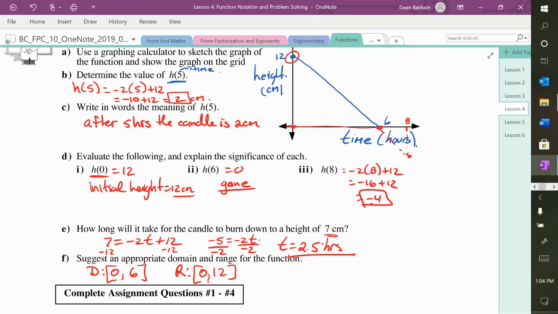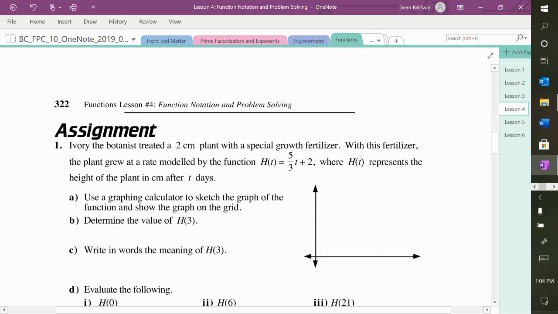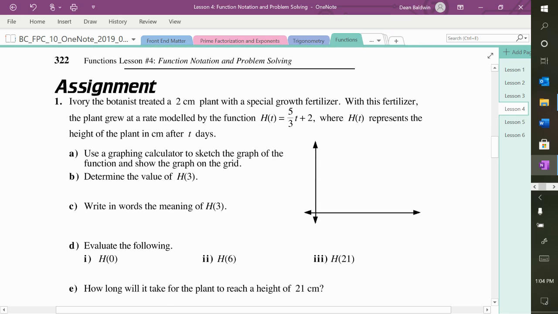Okay. Is that okay for everybody? All right. I'm only giving you 2 questions to do. They're going to be 1 and 2. I'll show you what the graphs look like. The graph for 1 looks like this. That's a 2. Goes like that. Negative 6 over 5. This is time in days, and this is height in centimeters. That's the graph for number 1.